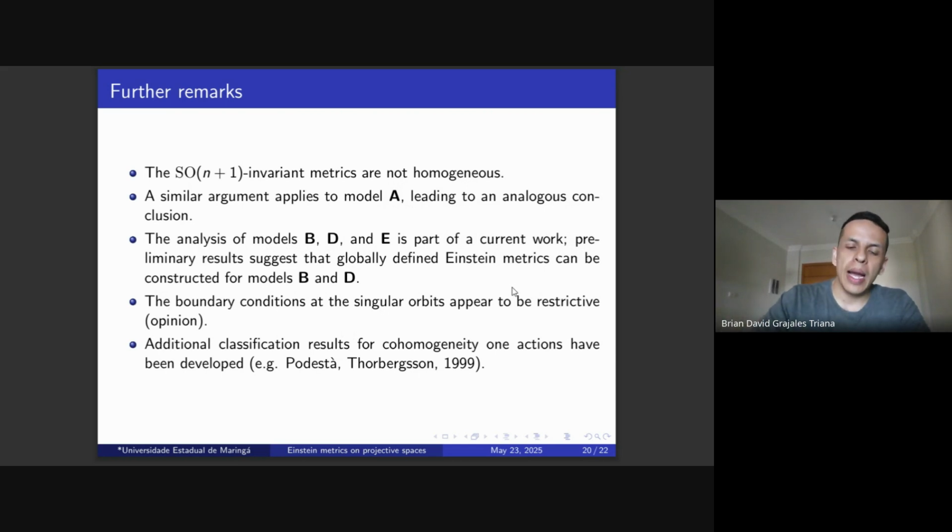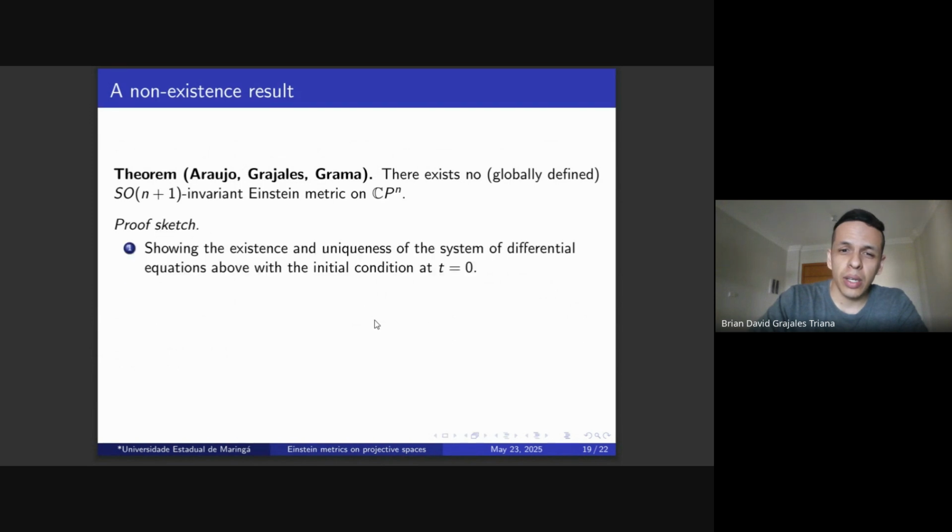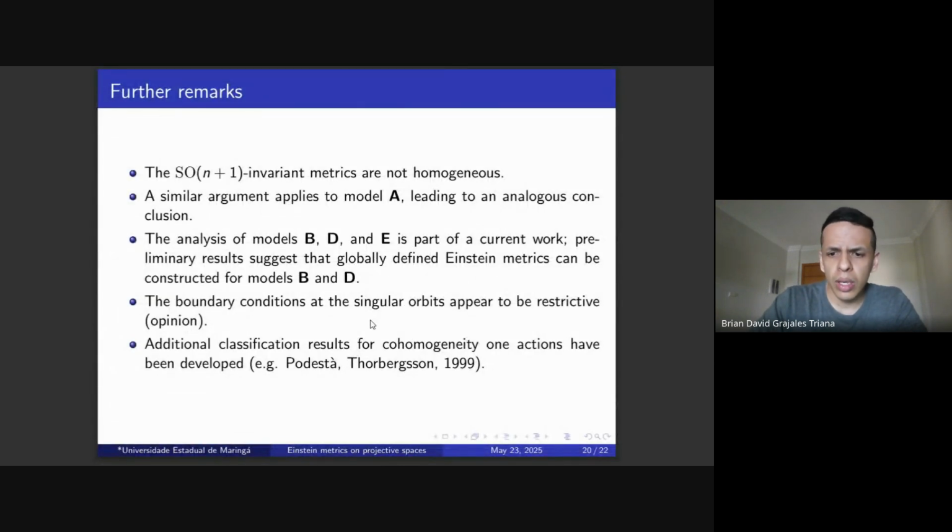Okay? And the other remark is that these boundary conditions, for me, are too restrictive. So in general, I think that globally defined solutions, in my opinion, are not common. But that's a personal opinion that is not based on any proof or any result. Okay?